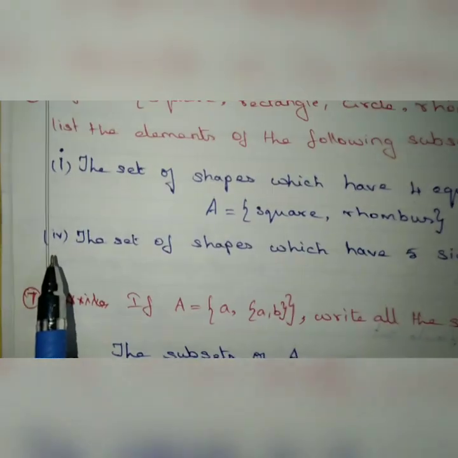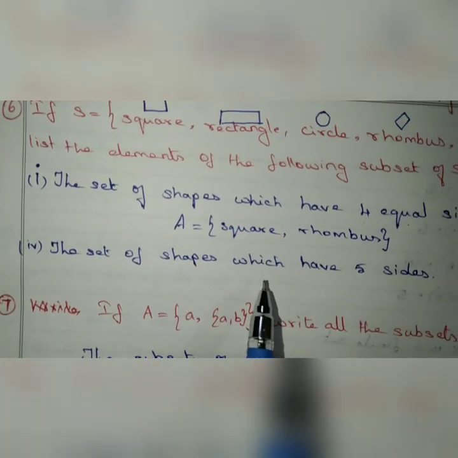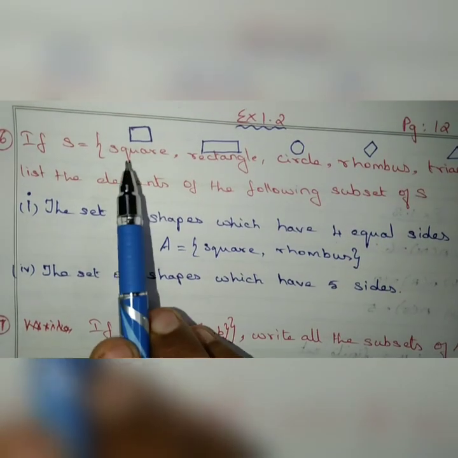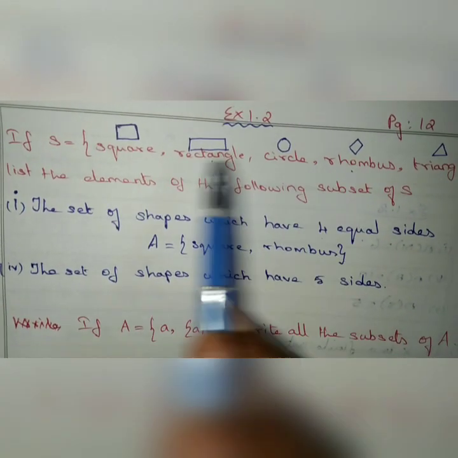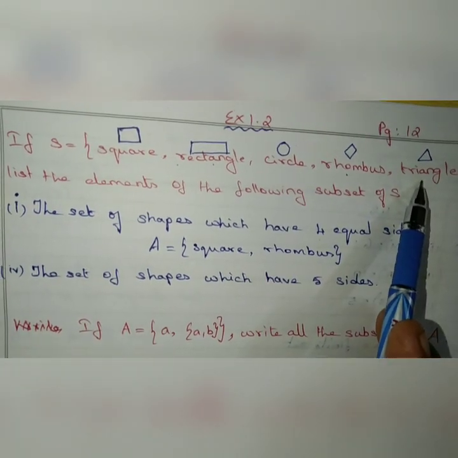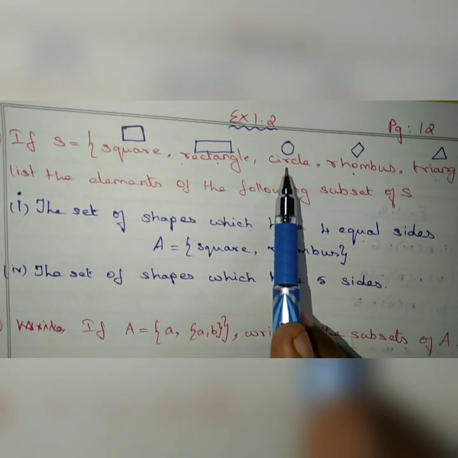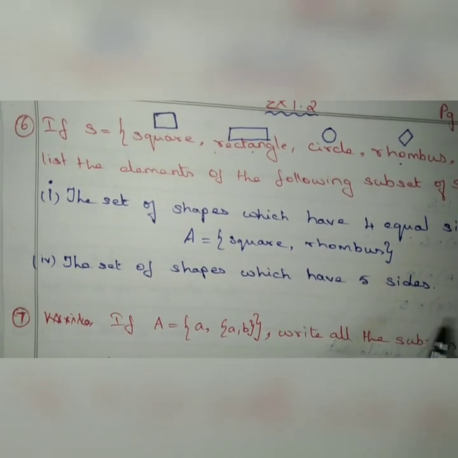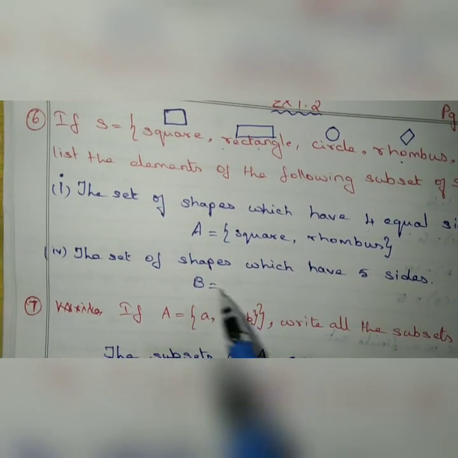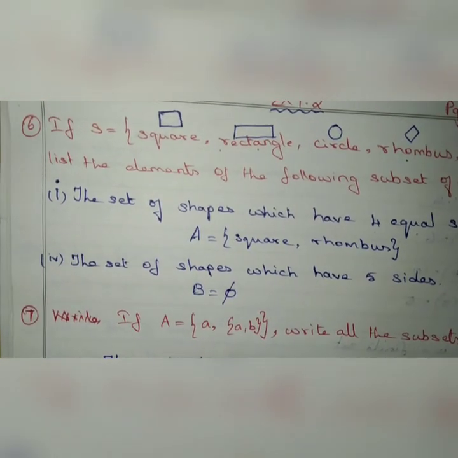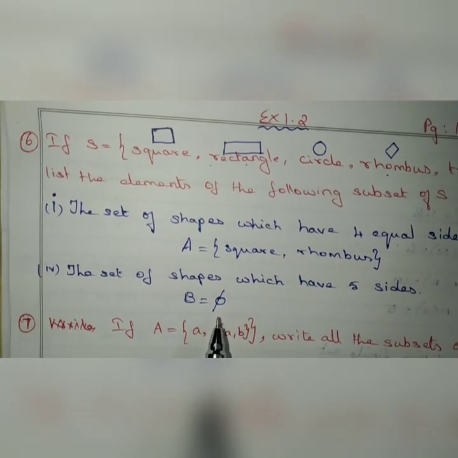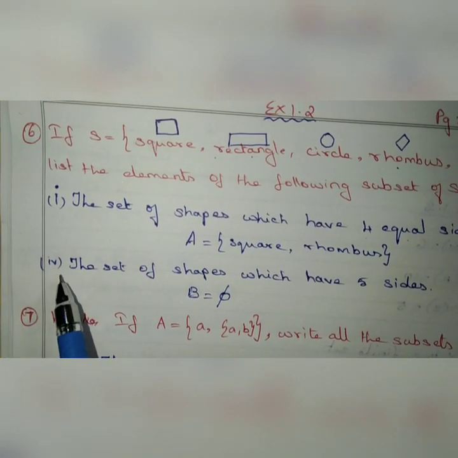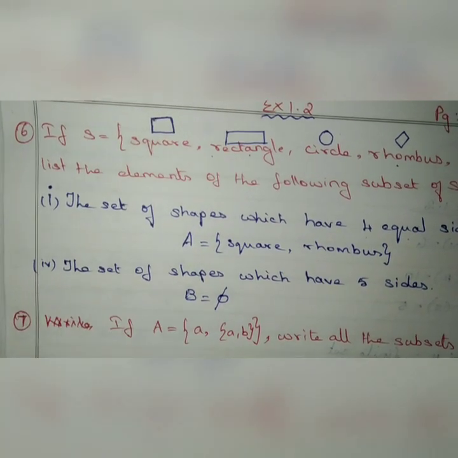Then we will do the fourth subdivision. The set of shapes which have 5 sides. See, do you have a shape with 5 sides? These 3 shapes are with 4 sides, and here is a shape with 3 sides, and in between you have a circle. So what about the fourth subdivision? The set of shapes which have 5 sides. So the set B is empty. We will use this symbol, which you have already learned. So the set B is empty. I have done the first and the fourth subdivision. The remaining 2 subdivisions are homework.